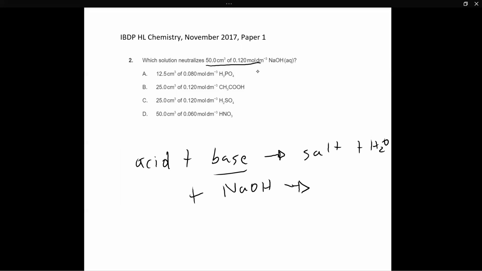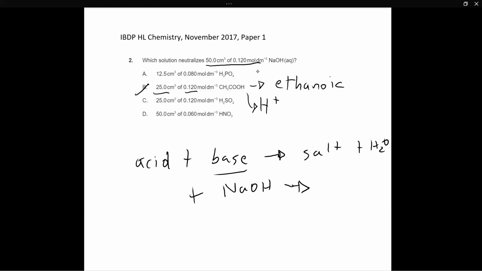Just off the bat, you can eliminate option B because firstly, this is ethanoic acid. It's a weak acid. And if you see, it will not produce enough H+ to completely neutralize the NaOH. Why? Because even though the concentration of the acid is the same, the volume is actually half. So that means the moles will automatically also be half.